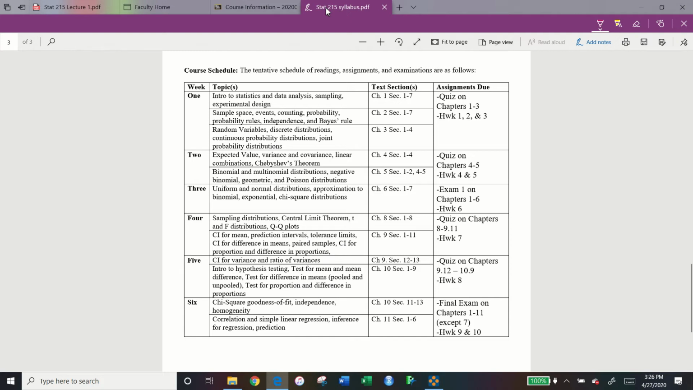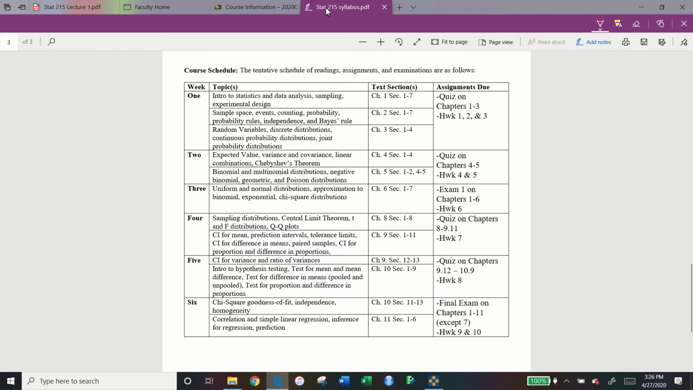Next week, week 2, ideally, we're going to cover chapters 4 and 5. So you'll have a quiz on chapters 4 and 5, and homeworks 4 and 5 will be due. Week 3, we'll just cover chapter 6, and you will have your homework 6, and you'll also have your first exam.